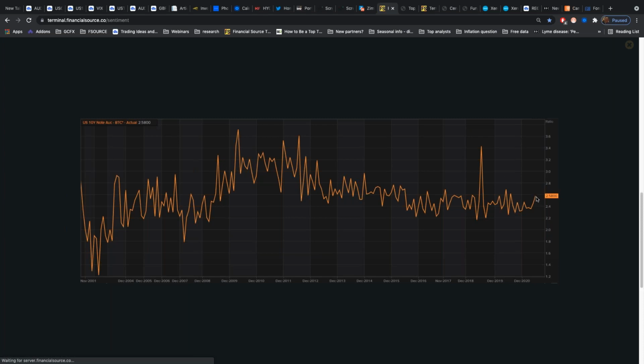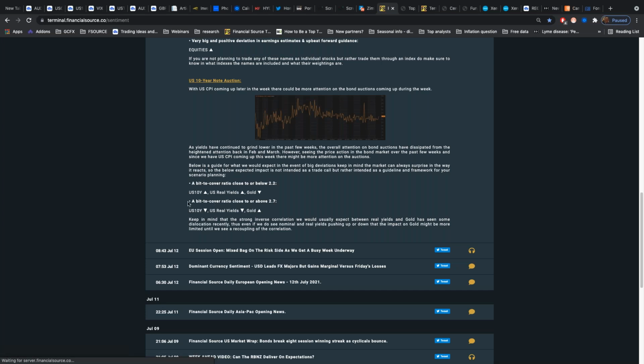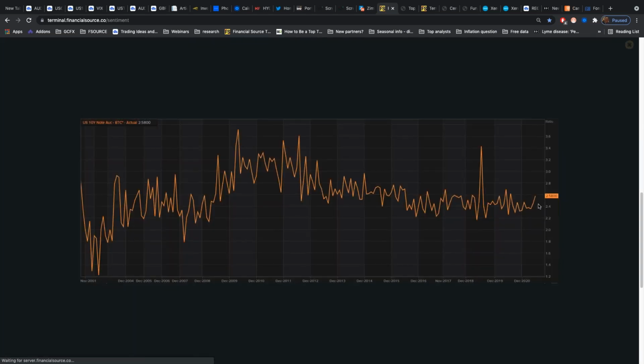When this bid to cover ratio goes up, it means there's strong demand for bonds. When the bid to cover ratio goes down, it means there's low demand for bonds. So if it goes down below 2.2, that will show us that there's low demand for bonds, that bond traders are expecting rising interest rates, okay? So if the bond auction comes in at 2.2 or below, you'd expect to see upside in the dollar, upside in 10-year yields, and downside in gold, okay? That's the bid to cover ratio coming later.